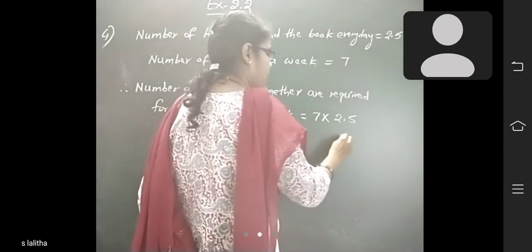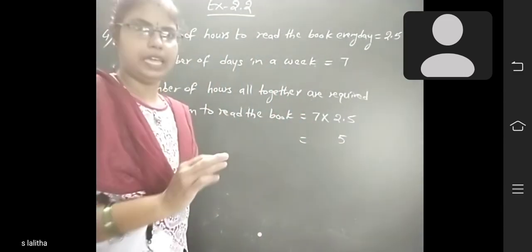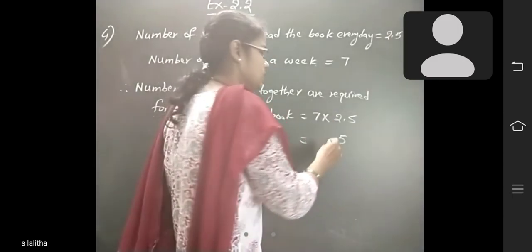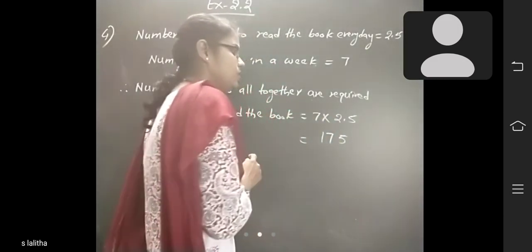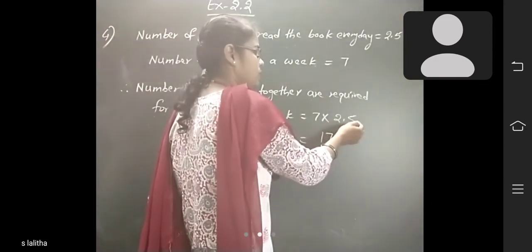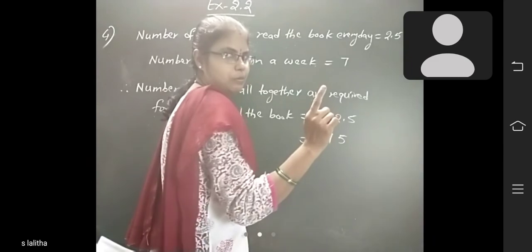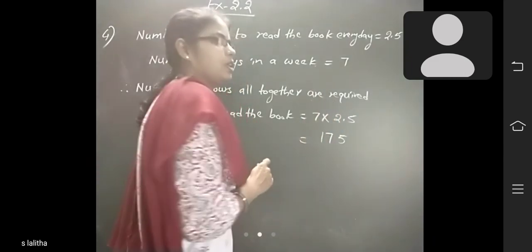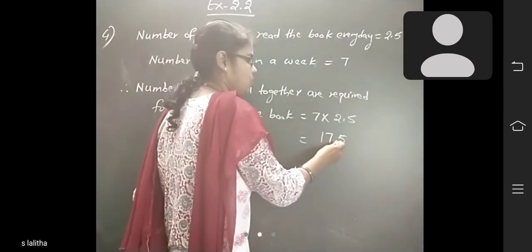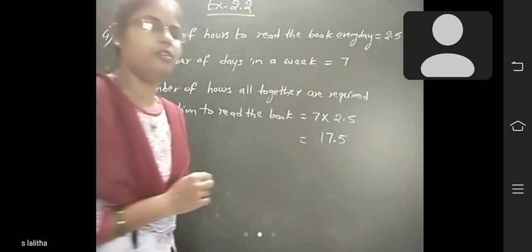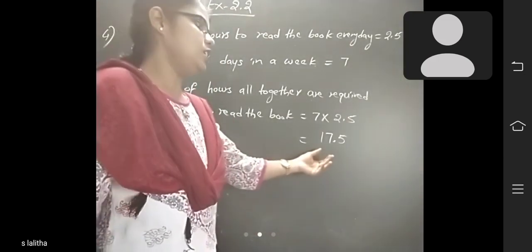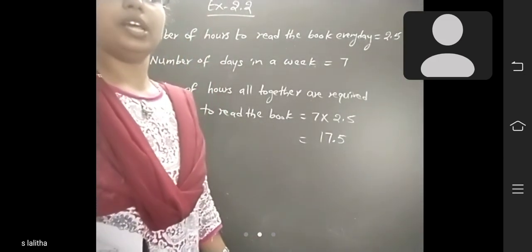Multiply: 7 5s are 35, 3 is remaining. 7 2s are 14. 14 plus 3, how much? 17. Now where should you keep the decimal point? Here, see, there is one decimal place. So you should keep one decimal point from right side to left side. So you should keep the point here: 17.5 hours. So the total time he required is 17.5 hours. Okay children? Come on, right.